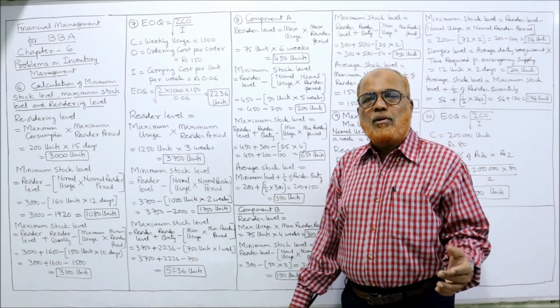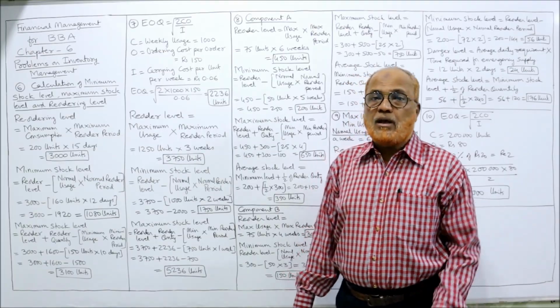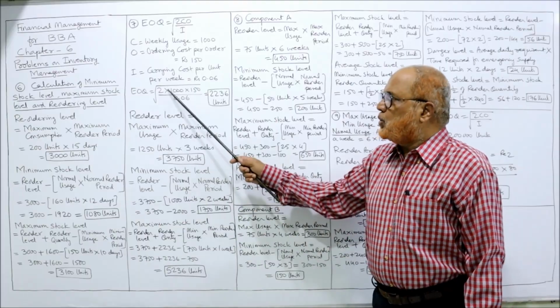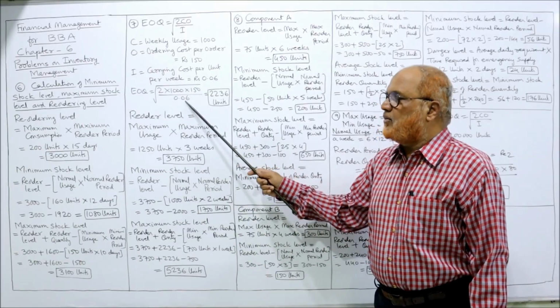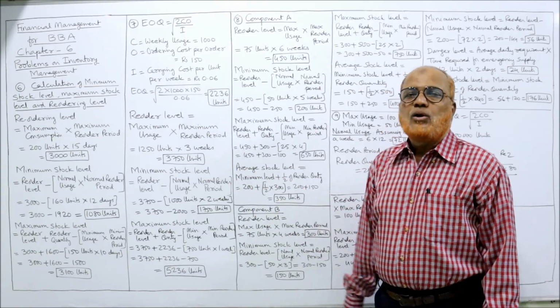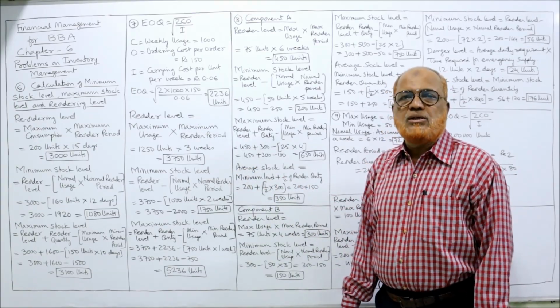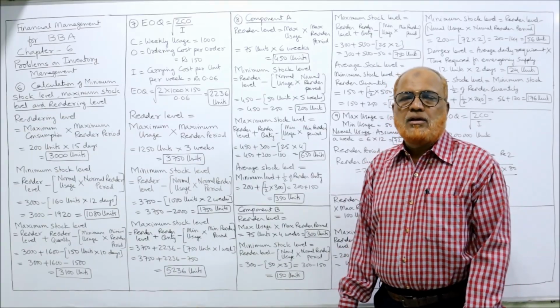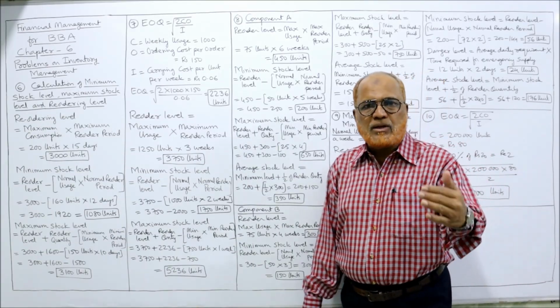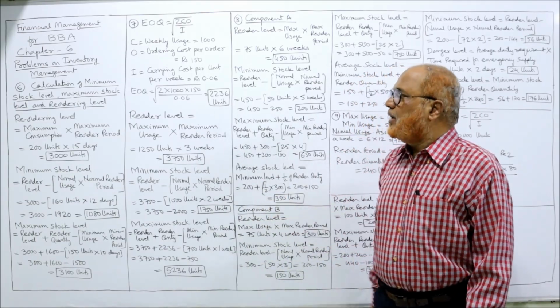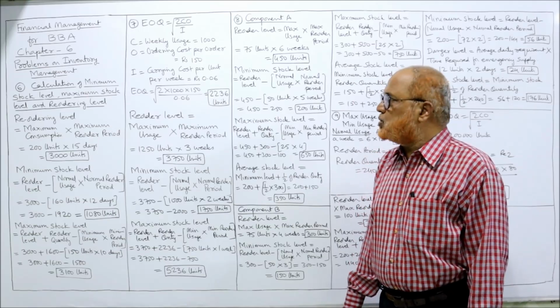In the earlier problem, percentage was given. Here percentage is not given. Directly the amount is given. So square root of 2 into 1000 into 150 divided by 0.06. After the root we get 2236 units. This is the economic ordering quantity. So whenever inventory has to be purchased, it should be purchased at this quantity, 2236.